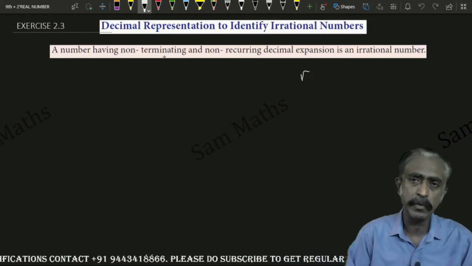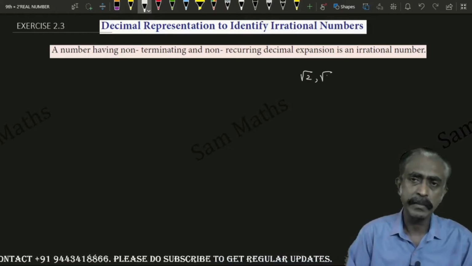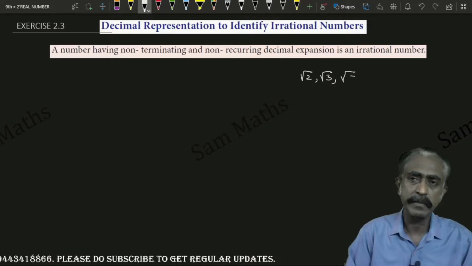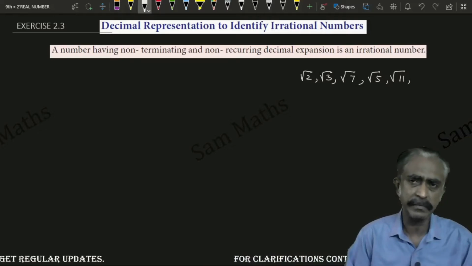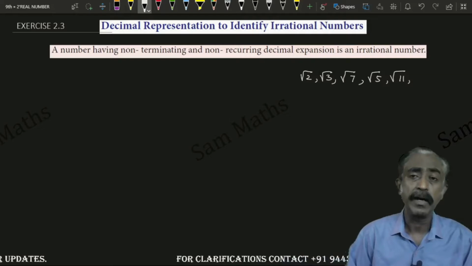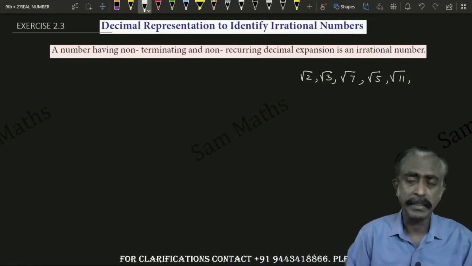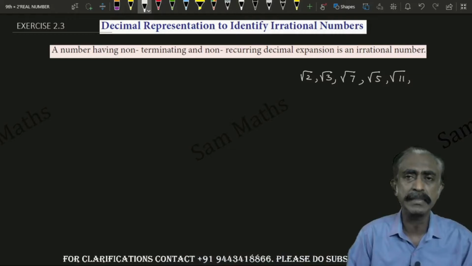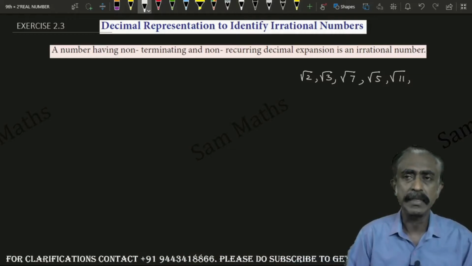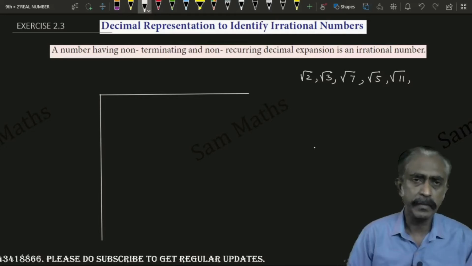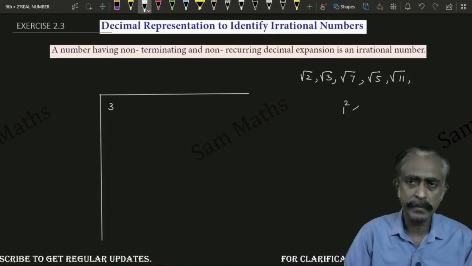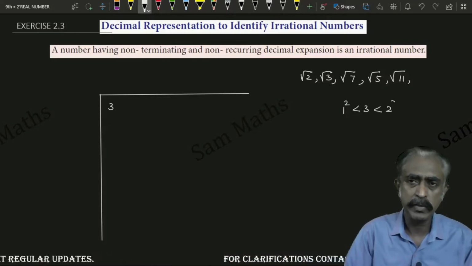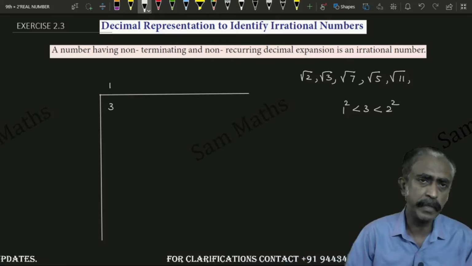Example, we can have root 2, root 3, root 7, root 5, root 11. Like that, we can have plenty of examples. Now we can learn how we can find root 3, or how we can prove root 3 is an irrational number. Now we are going to find the square root of 3. It's between 1 square and 2 square. Therefore, I am taking 1.